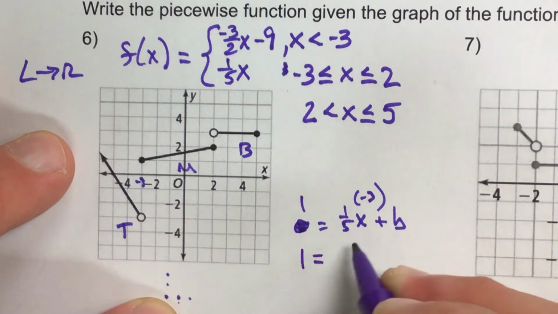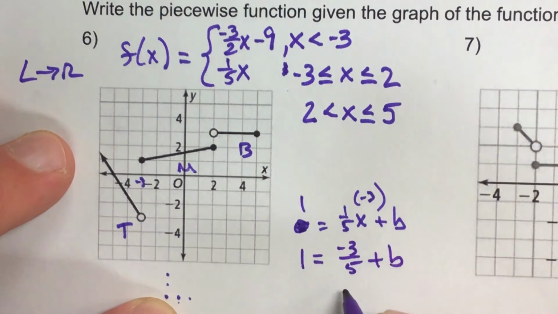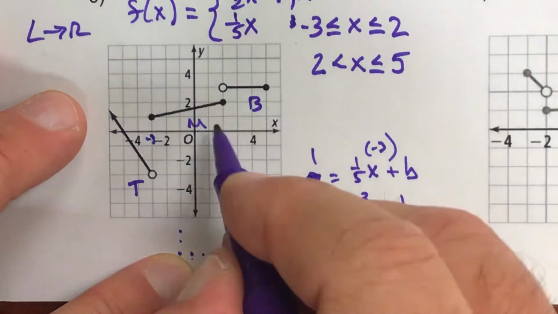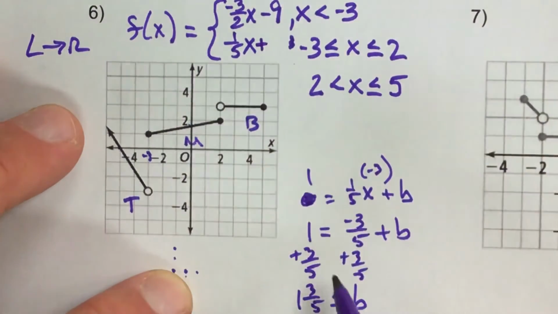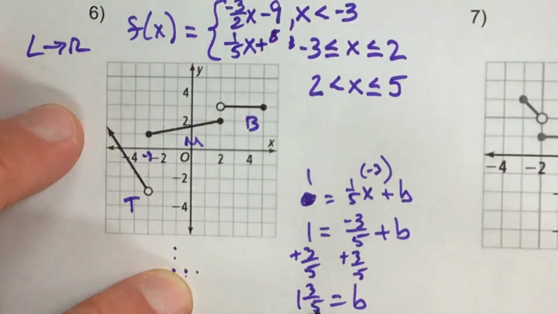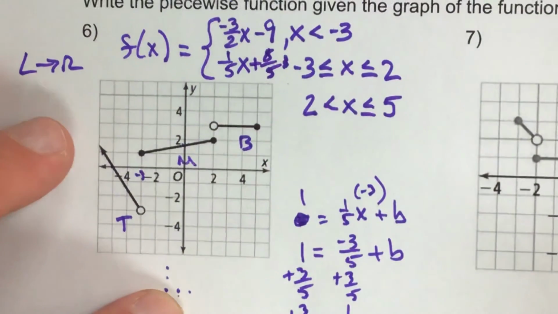So we say 1 is equal to -3/5 plus b. That means that we would have to add 3/5 to this. And that means we would get 1 3/5 is equal to b. So that's the y-intercept. So then we would say plus, and I don't like to write it in mixed numbers, so this would be 8/5, right? 5 times 1 plus 3, so then that's that.